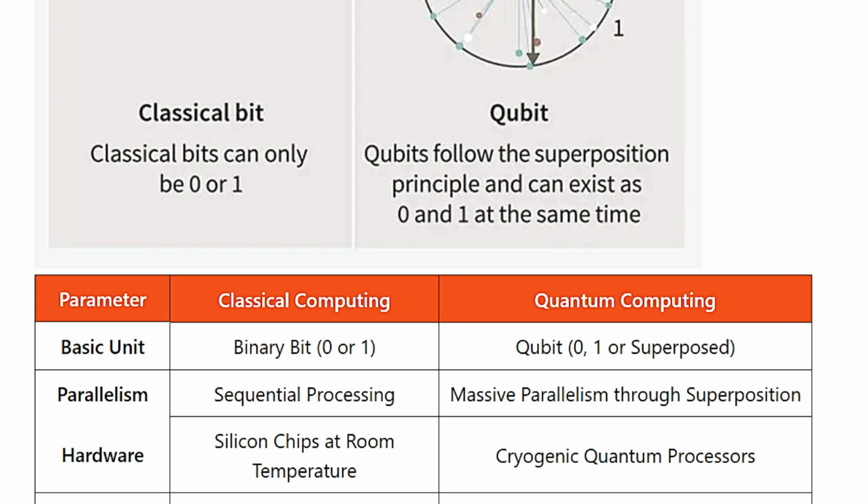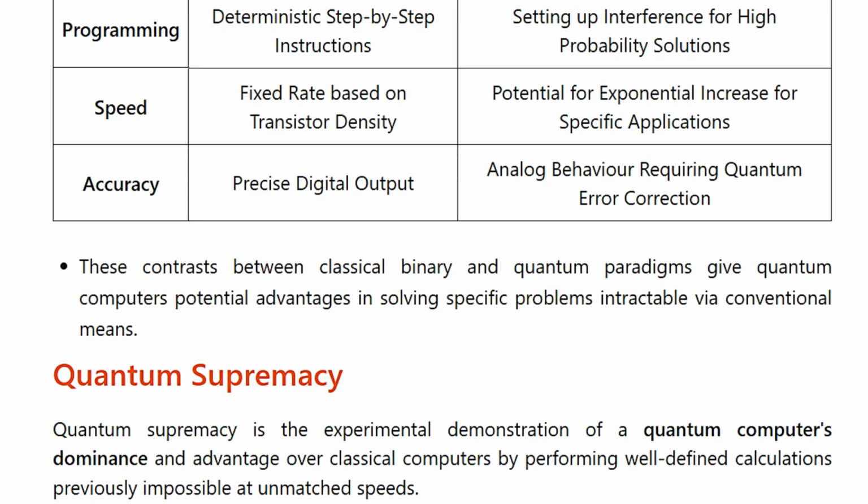Hardware: silicon chips at room temperature; cryogenic quantum processors. Programming: deterministic step-by-step instructions; setting up interference for high probability solutions. Speed: fixed rate based on transistor density; potential for exponential increase for specific applications. Accuracy: precise digital output; analog behavior requiring quantum error correction. These contrasts between classical binary and quantum paradigms give quantum computers potential advantages in solving specific problems intractable via conventional means.